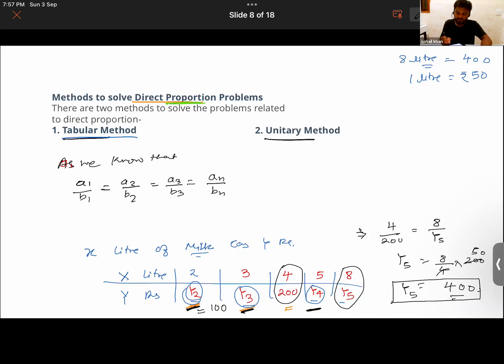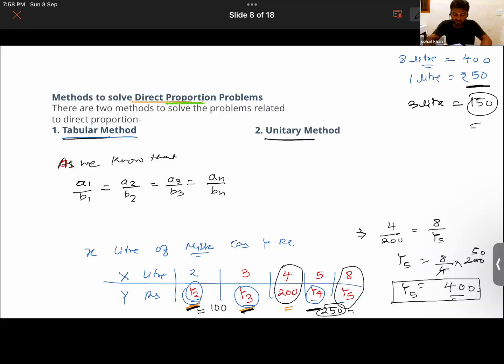Look now, for 2 liters, it's 100. For 1 liter, it's 50 rupees. Obviously, for 3 liters, it is going to be how much? 150. Good. Arhan, the fifth, Y4, is 250. Very good. So using the tabular method, we have solved the above question.